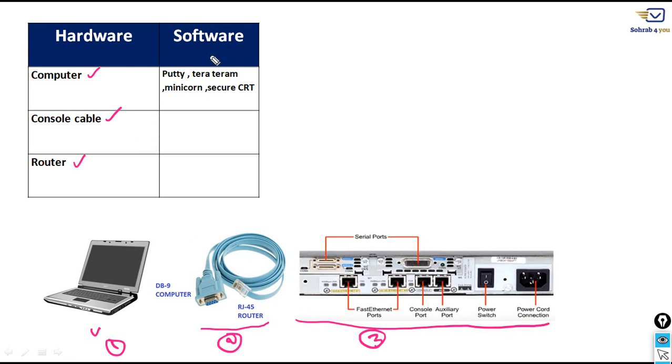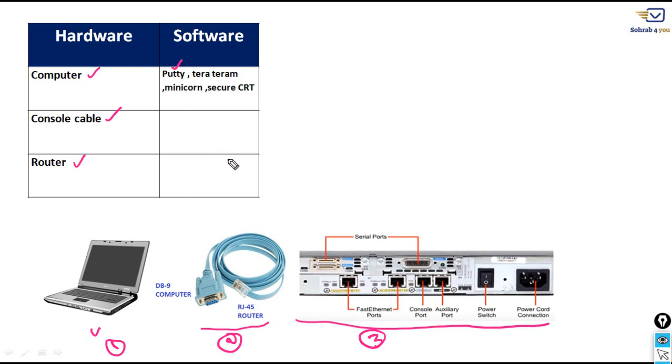Now in the software, what types of software do we need? We need one of these: PuTTY, Tera Term, Minicom, or SecureCRT. You don't need to install all four, you can pick any one. It is your choice. Suppose I'm going to take PuTTY.